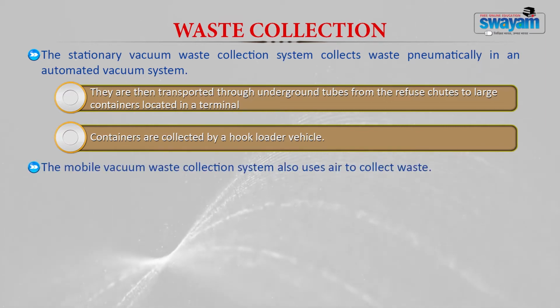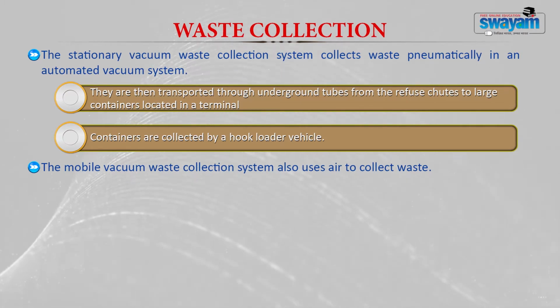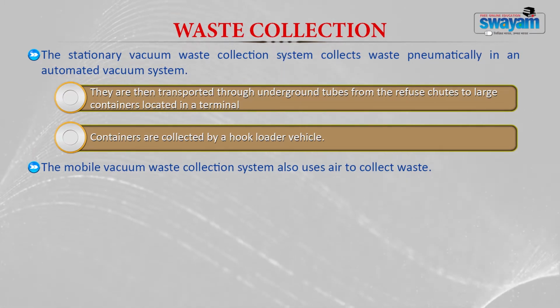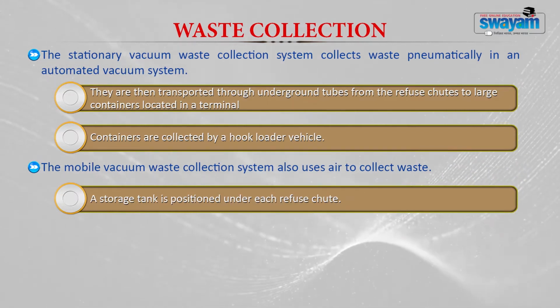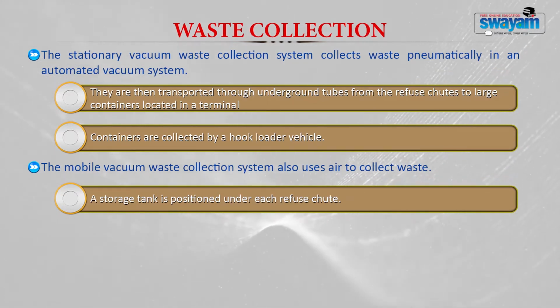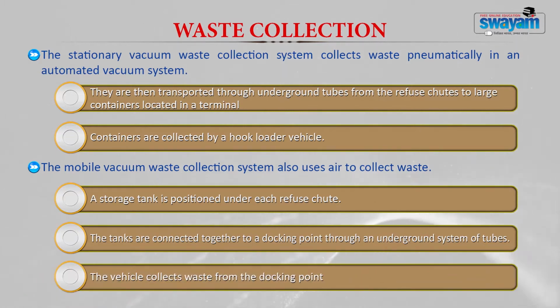The mobile vacuum waste collection system, on the other hand, uses air to collect the waste. Here the storage tank will be positioned below or under each refuse chute. The tanks will be further connected to a docking point. Now, this docking point is a place where the collection vehicles will come and then collect the waste. In the docking point, the waste will be collected through an underground system of tubes.